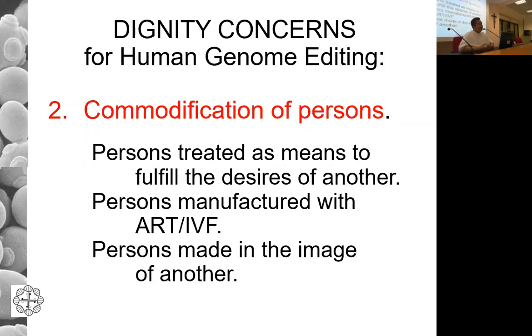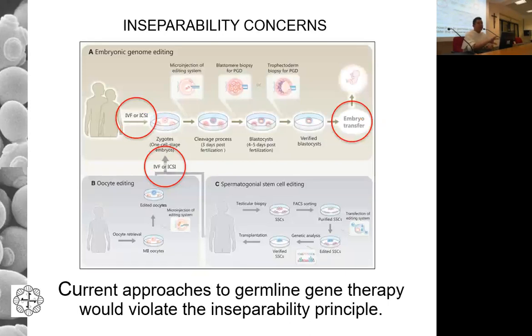Another concern has to deal with IVF and artificial reproductive technologies. And I have no opportunity at this time to explain how the artificial reproductive technologies and IVF commodify a person, to reduce a person to an object. And what happens here is persons are made in the image of another rather than made in the image and likeness of God. So if you look at the current model for CRISPR for humans, it involves IVF. And from a Catholic perspective, this would be difficult to accept because it would commodify, objectify the person.